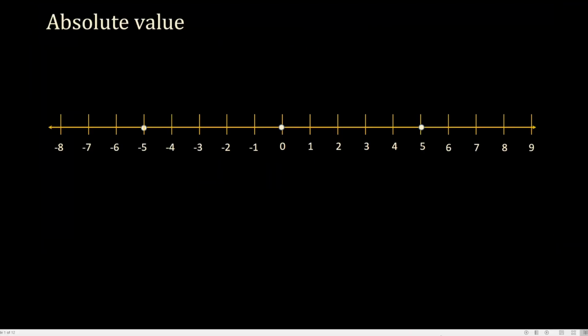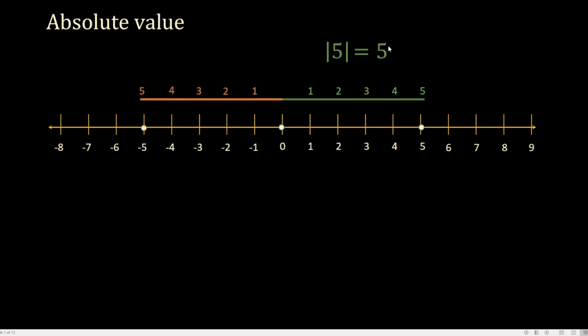Let's see what absolute value is. Absolute value of a number is where that number is located from 0. On this number line, if you see positive 5 and negative 5, where they are located from 0, the positive 5 is 5 units away from 0 and negative 5 is also 5 units away from 0.